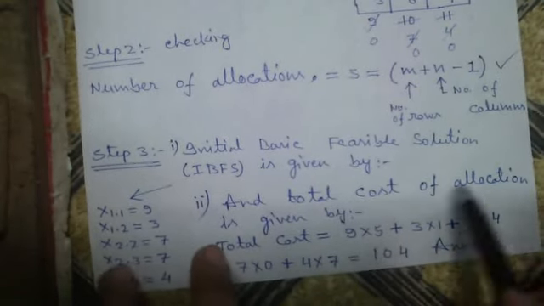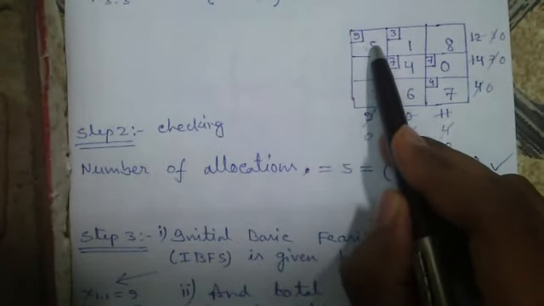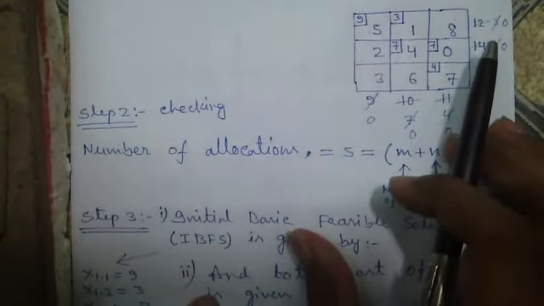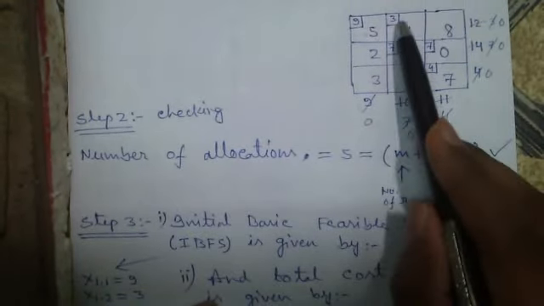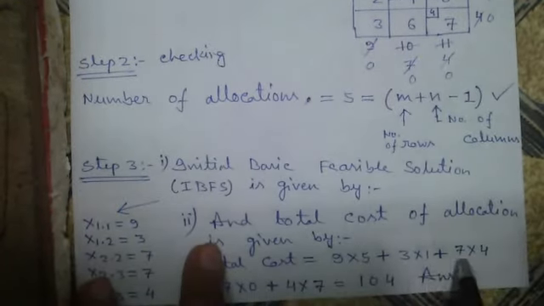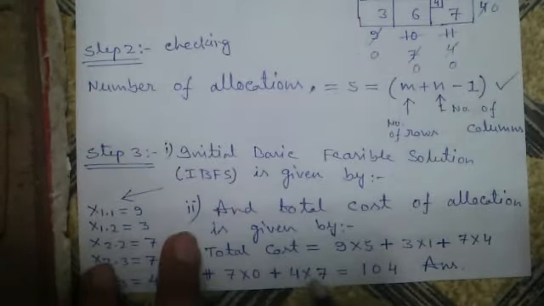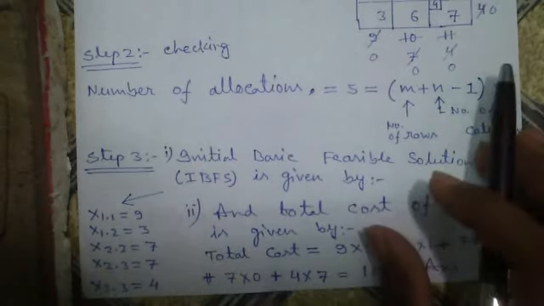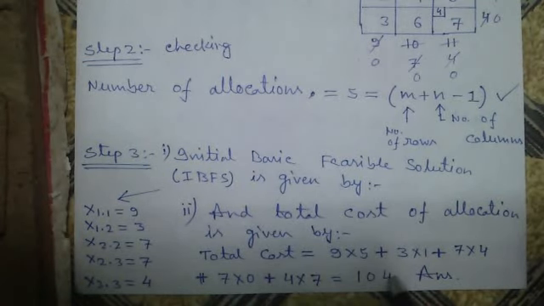And next, the total cost of allocation is given by the number of units allocated and the cost of transportation per unit. So 9 units at the cost of 5 rupees per unit. So 9 into 5 plus 3 into 1 plus 7 into 4 plus 7 into 0 plus 4 into 7. That is 104 units. So this is our answer, the total cost of allocation is 104 units.